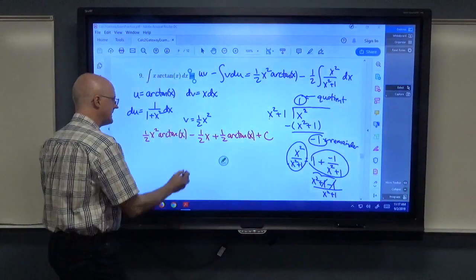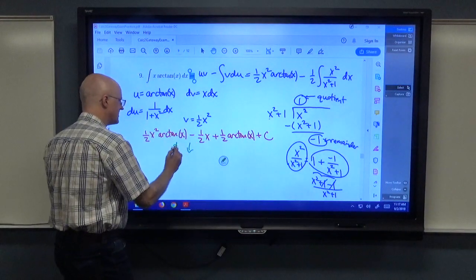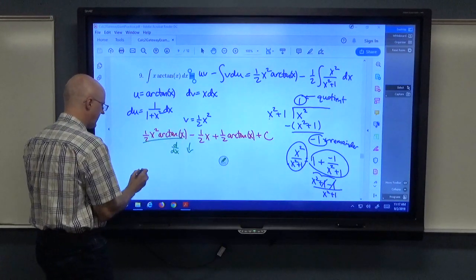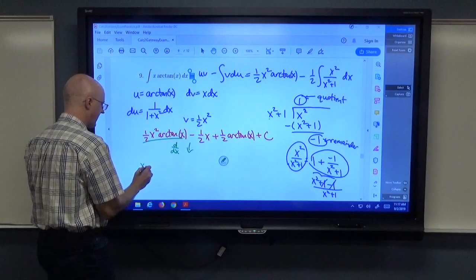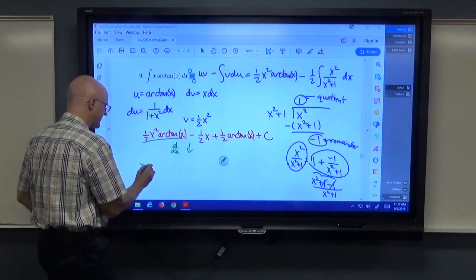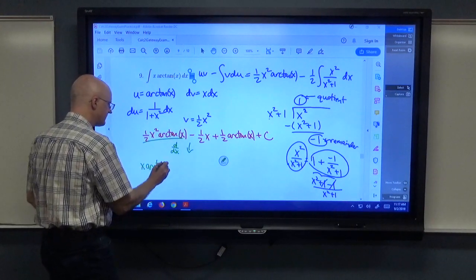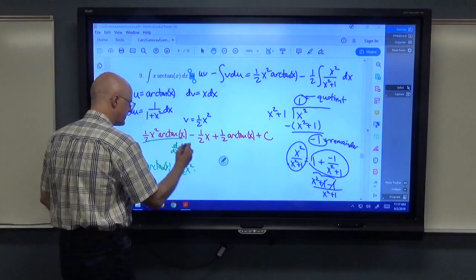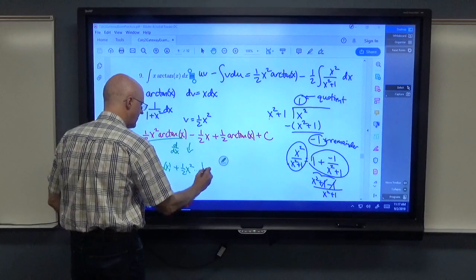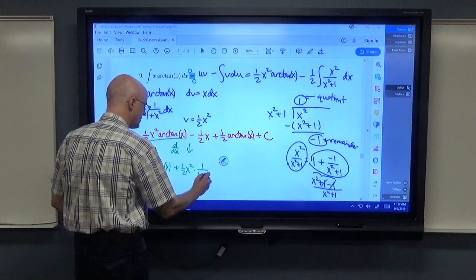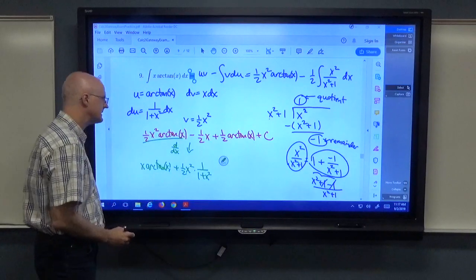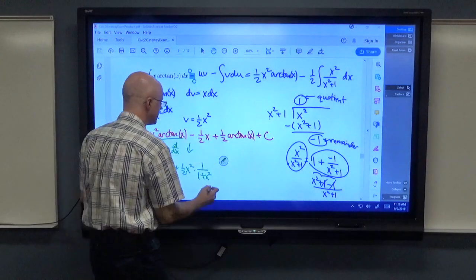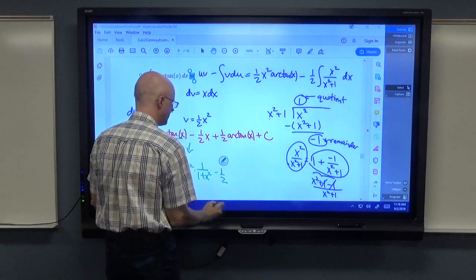Oh yeah, that was tricky. Differentiate, use the product rule here. Derivative of 1/2 x squared is just x. That's the derivative of the first function times the second function, plus the first function, 1/2 x squared, times the derivative of the second, which is 1 over, no, I'll write it as 1 plus x squared. It's just the more traditional way to do it, I guess. That's the derivative of this thing. Then the derivative of this is minus 1/2.